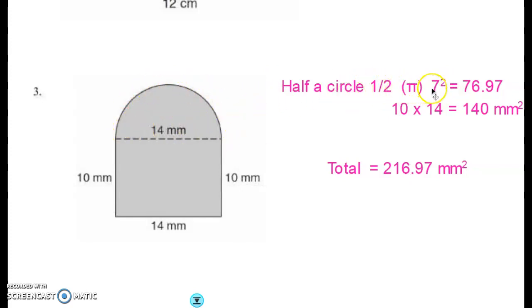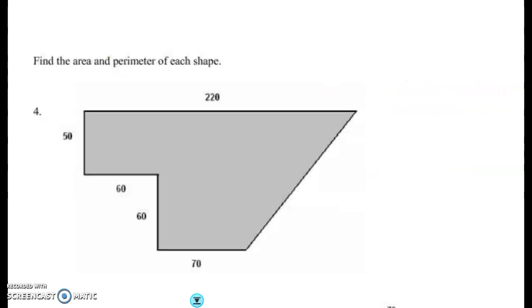Now, you might ask, why didn't I use 14 here? 14 is not the radius, it is the diameter. And when you square 7, you get 49. 49 pi times 1/2. Guess what? That gives you 76.97. And notice the bottom rectangle, that's a 10 by 14. So that's 140. Grand total of 216.97.